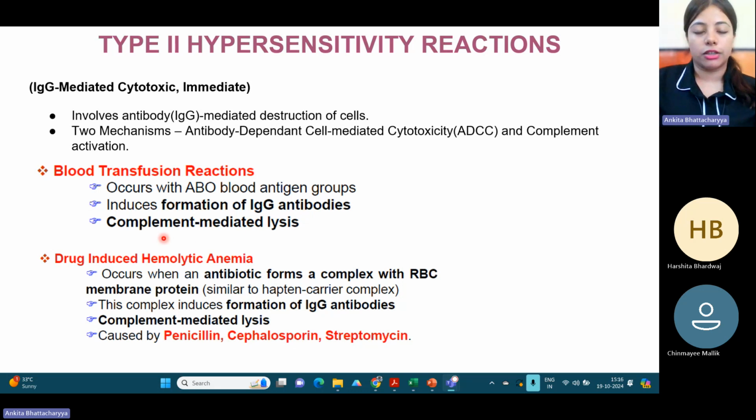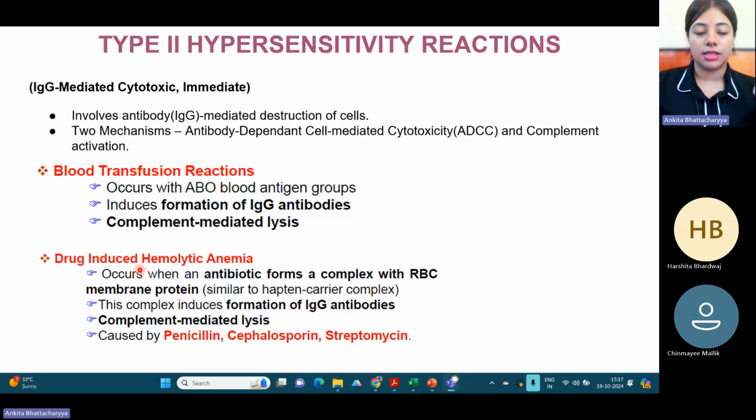The second type of example under type 2 hypersensitivity is drug-induced hemolytic anemia. As you can understand from the name itself, there is lysis, cell lysis, which is a major component of this disease. So while anemia by itself is quite a common condition, hemolytic anemia is very, very severe. And in some cases, it can be genetic, but this in particular is in response to a drug. Let's see what exactly happens.